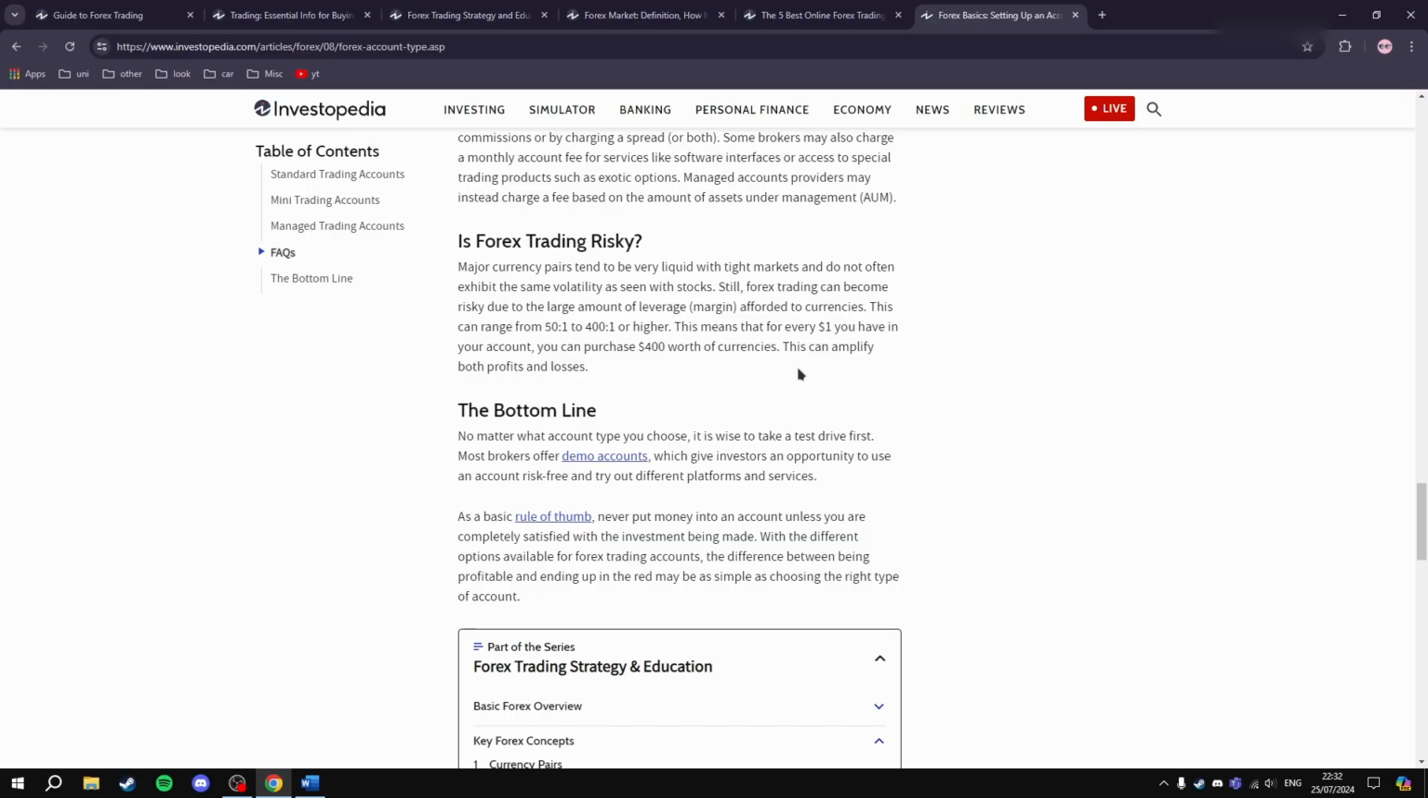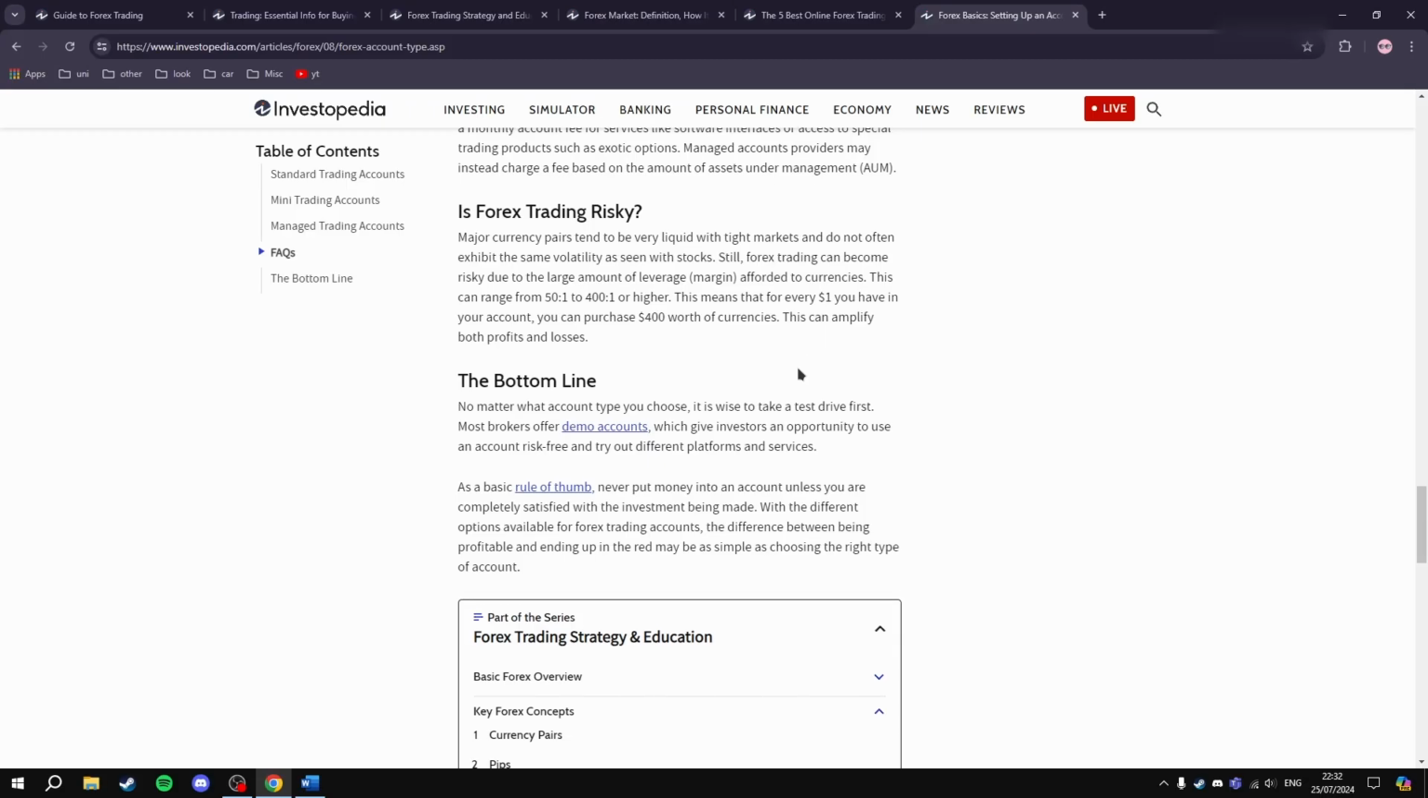Still, Forex trading can become risky due to the large amount of leverage margin afforded to currencies. This can range from 50 to 1 to 400 to 1 or higher. This means that for every $1 you have in your account, you can purchase $400 worth of currencies. This can amplify both profit and losses.